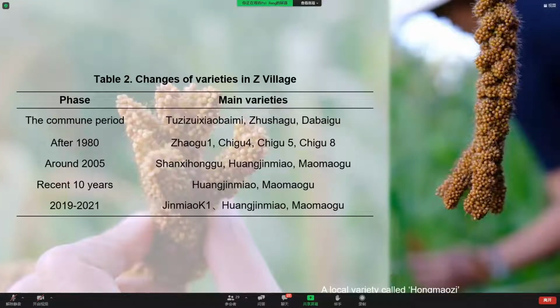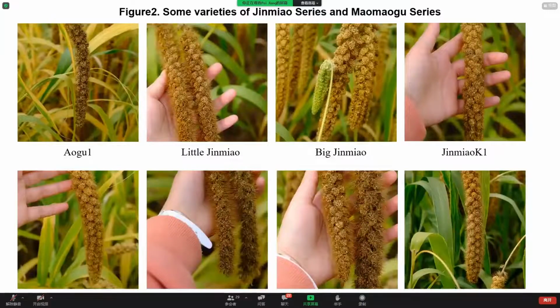So we can see in Table 2 the changes of varieties in that village. Though millet varieties are becoming more abundant, in each period only a few varieties become mainstream. All of these reveal a fact that the germplasm resources are narrowing. For example, we can see from these pictures dozens of different varieties that are bred from the Jingmiao series. Despite the increasing diversity of millet varieties, germplasm resources are increasingly narrowing. The disappearing local varieties take away not only the genes they carry, but also the local culture attached to them.